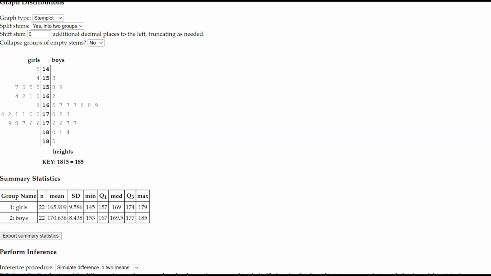We can see that the girls have a lower minimum value compared to the boys. So they are at 145 centimeters and the boys are at 153. The girls also have a smaller maximum value. They have 179 centimeters, whereas the boys have 185 centimeters. So hold on a second.